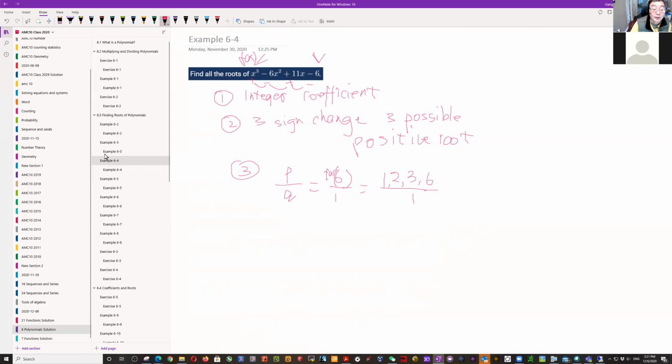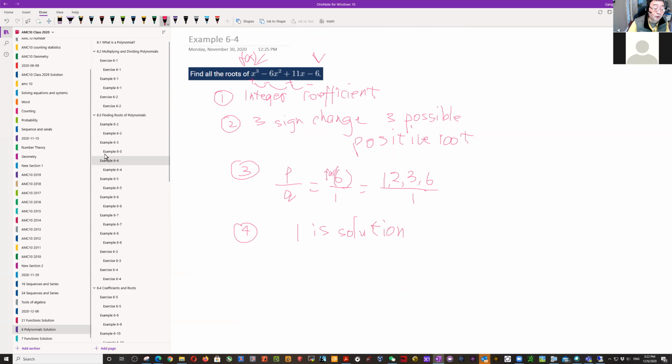So given that information, how do I evaluate? First, we just try those numbers. Obviously, try 1, the easy one. If I test 1: 1 minus 6 plus 11 minus 6. The positive terms add to 12, the negative terms to negative 12. So 1 is a solution.